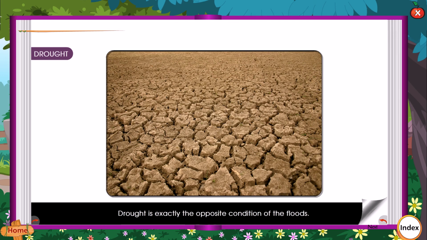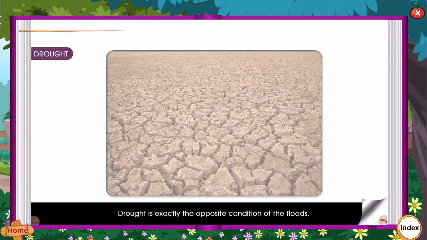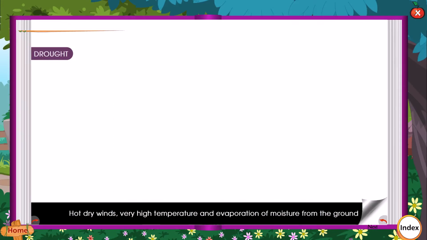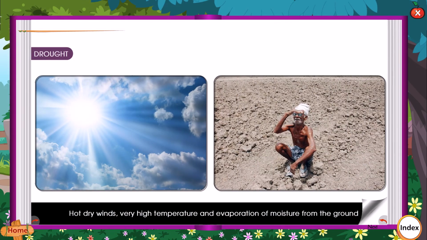Drought. Drought is exactly the opposite condition of floods. This calamity also affects a wide range of people. Hot, dry winds, very high temperature, and evaporation of moisture from the ground result in conditions of drought.